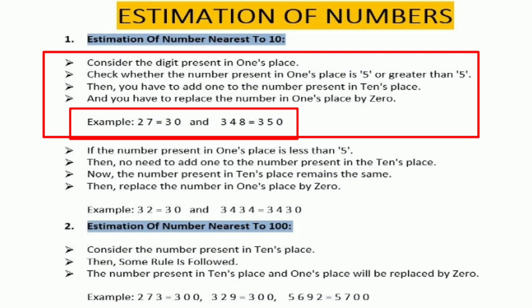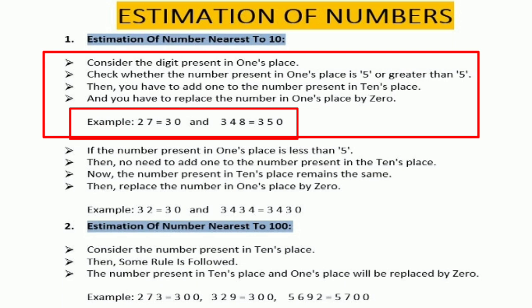Let us take another example. In 348, 8 is present in ones place. So it is greater than 5. Then we have to add 1 to the number present in tens place. That is 4 plus 1 is equal to 5. So 348 is approximate to 350.